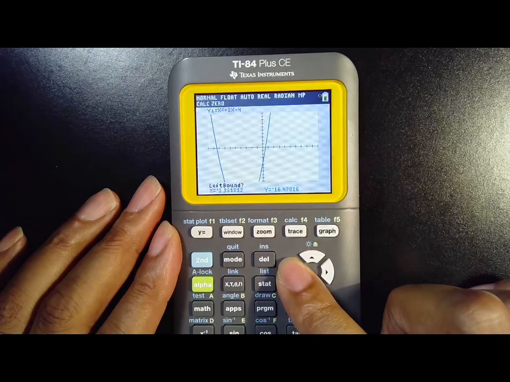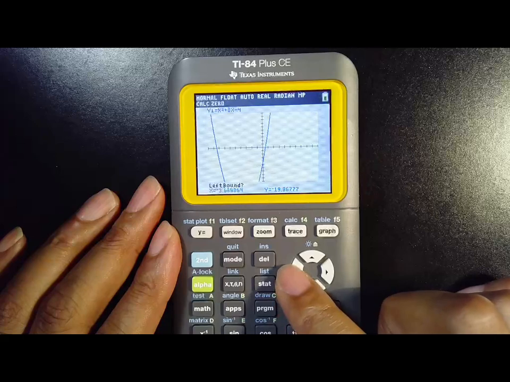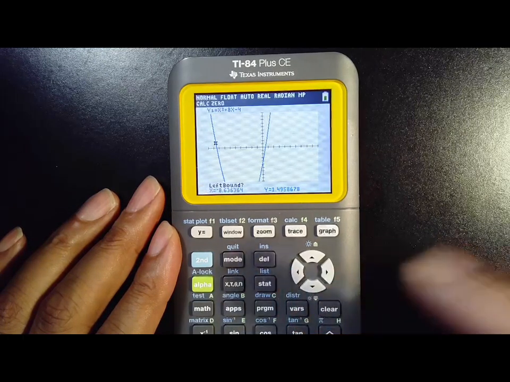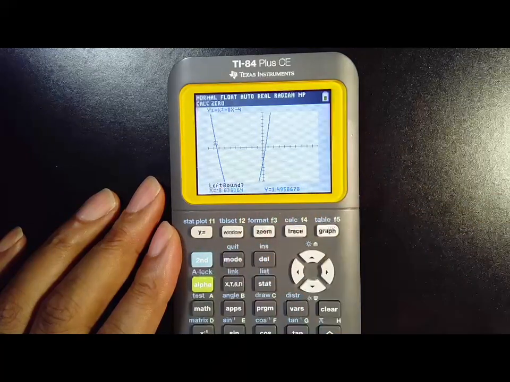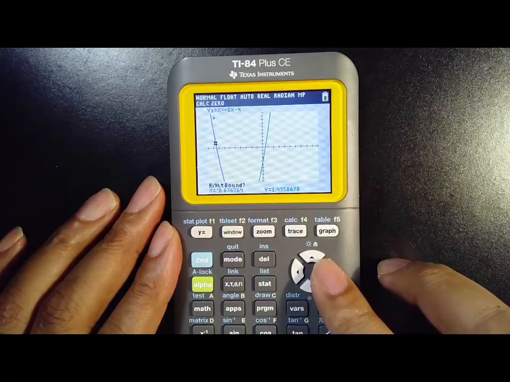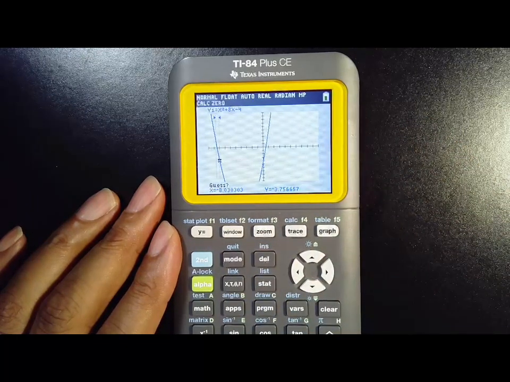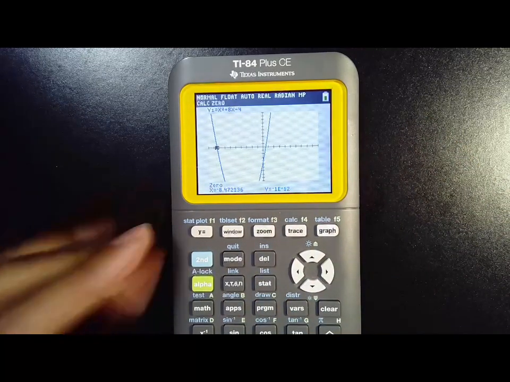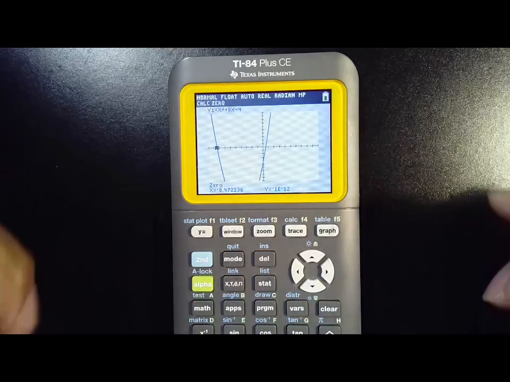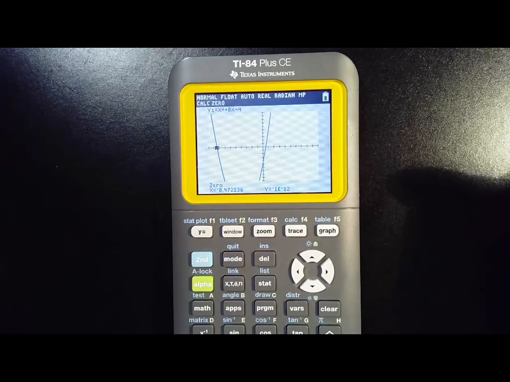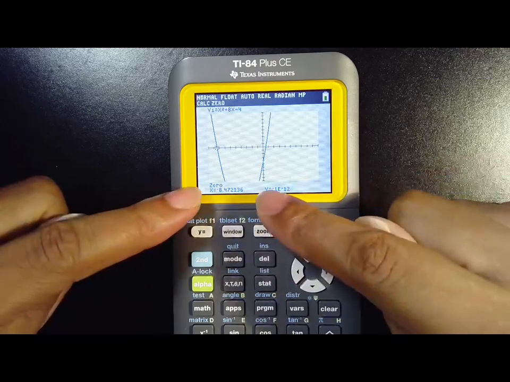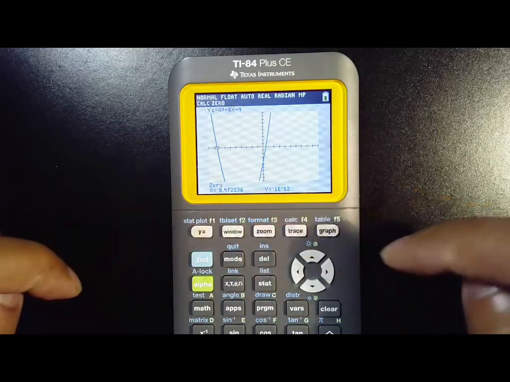And what you do to find the 0 is you use this arrow, and you see that little cursor on there. You use this arrow to get to the left side first, because it says right there left bound. Hit enter. Then it says right bound, hit enter, and then hit enter one more time, and it'll tell you exactly what that is. So if you want to make sure it's working, just go ahead and do that. But 8.4 or negative 8.4 would be your intercept there.